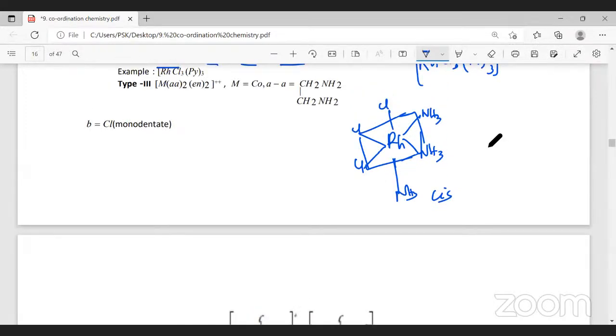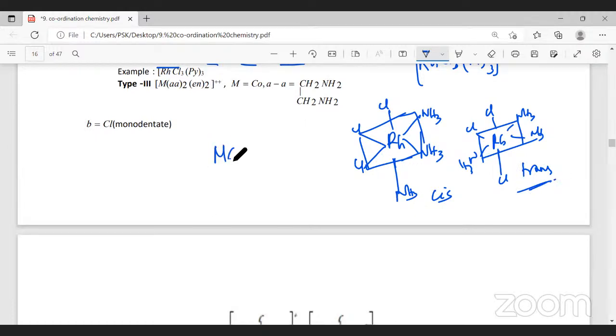So this will be called as what? Cis isomer. And if I have to write the trans isomer, I can write chlorine here, and one more chlorine I can write. Ammonia, ammonia, ammonia here. And I can represent this chlorine on the opposite side. Therefore, I can call this as what isomer? Trans isomer. This is of the type MA3B3 type. Did you follow?